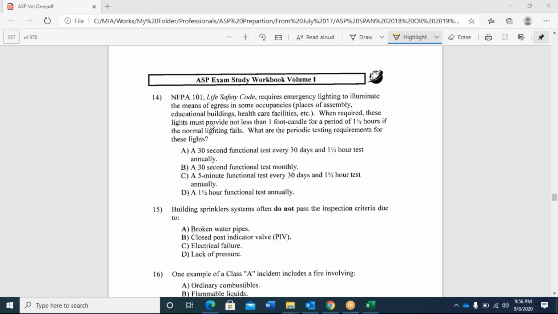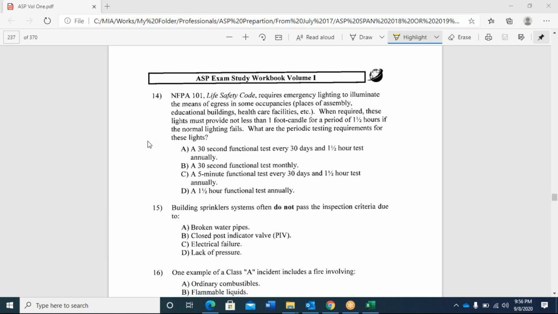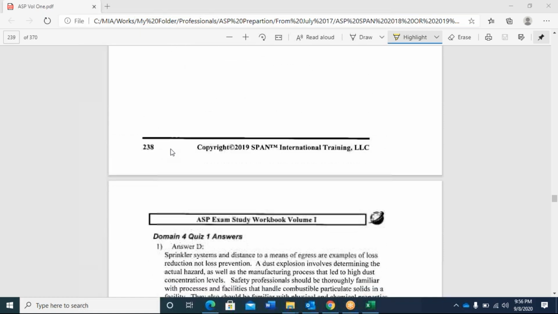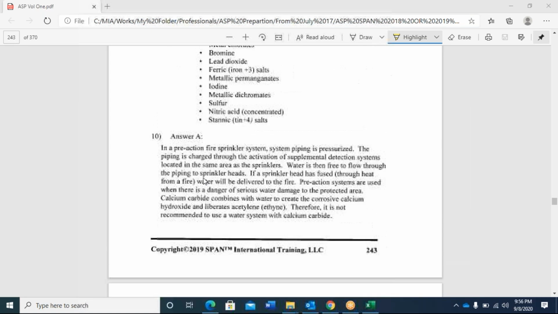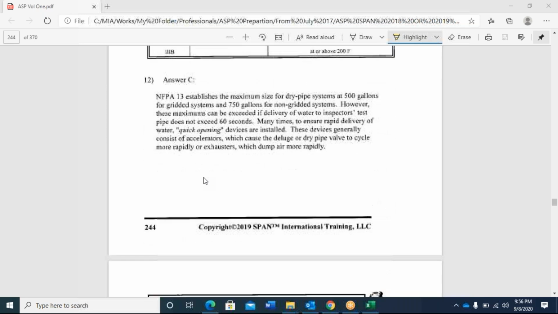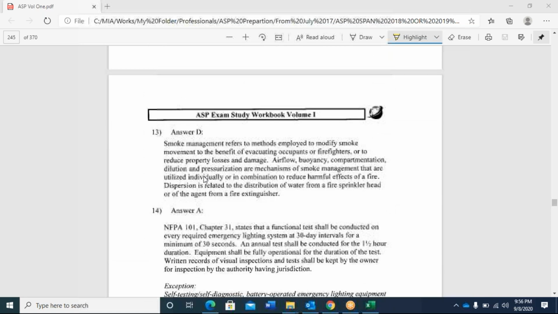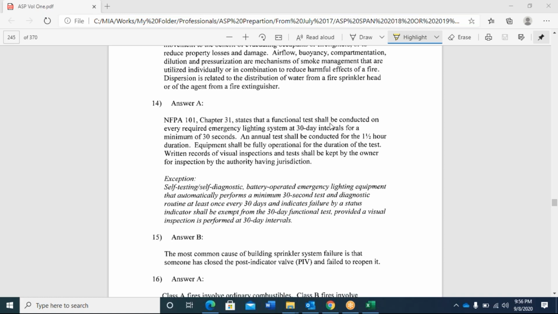Okay, can we see the answer for question 14? Yes, you're right. It's in NFPA, and the chapter states that a functional test shall be conducted on every required emergency lighting system at 30-day intervals for a minimum of 30 seconds. Very nice.